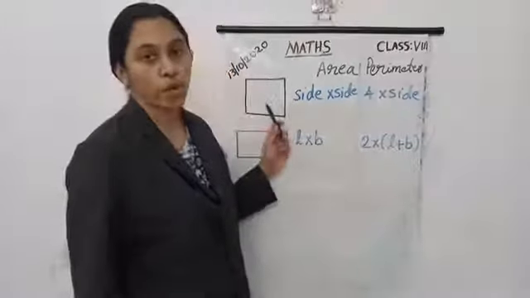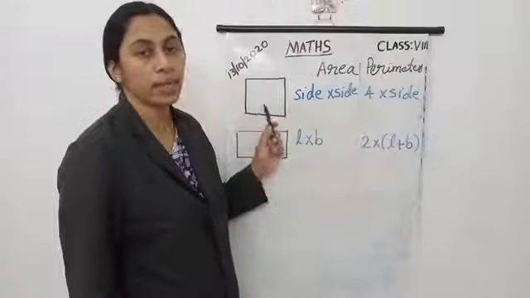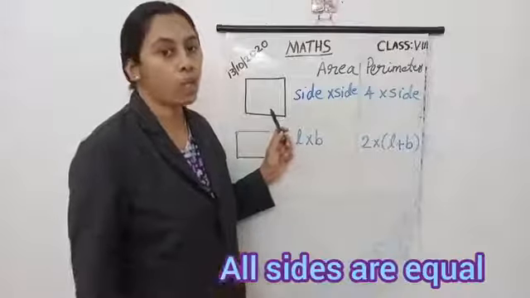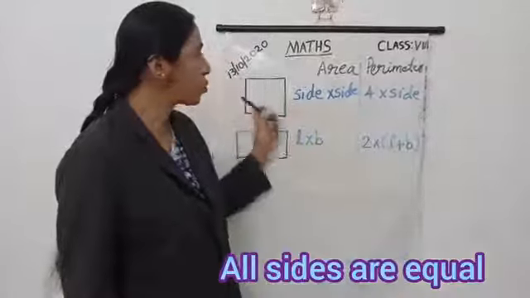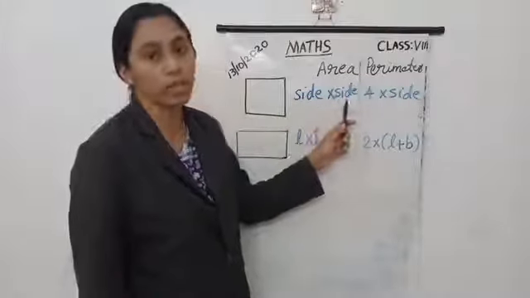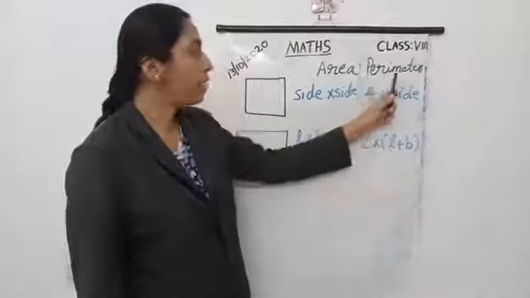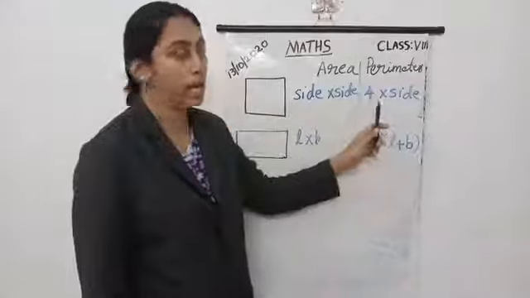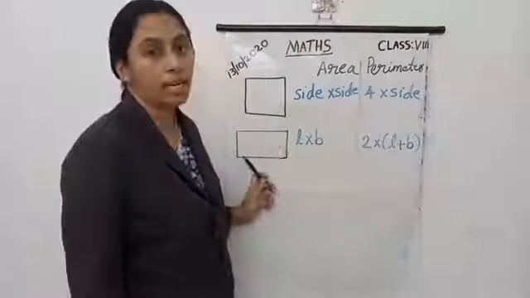This is a square. What is the speciality of a square? All sides are equal. So all sides of a square are equal. The area of a square is side into side, and the perimeter of the square is equal to 4 into side. Okay. Then next, this is a rectangle.